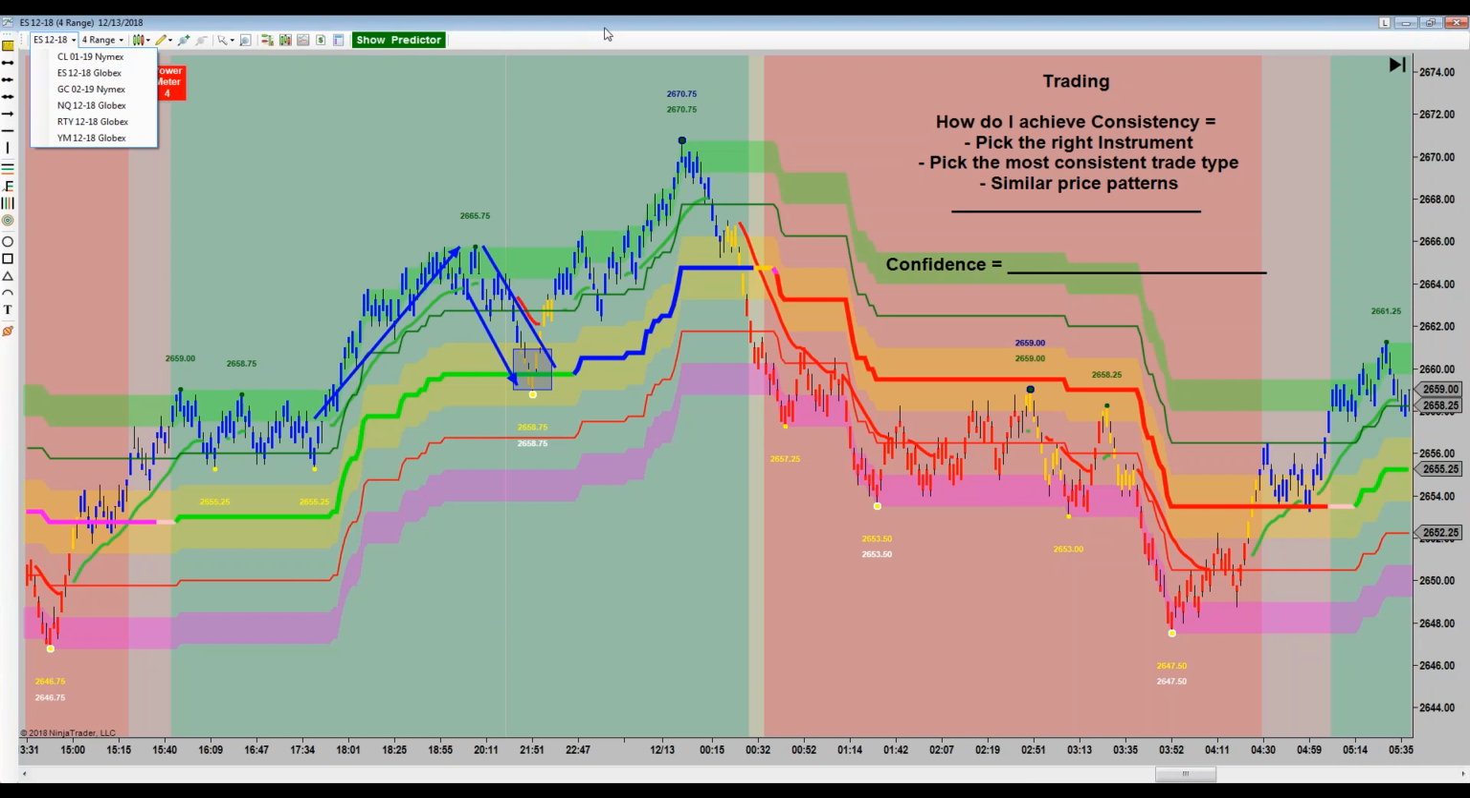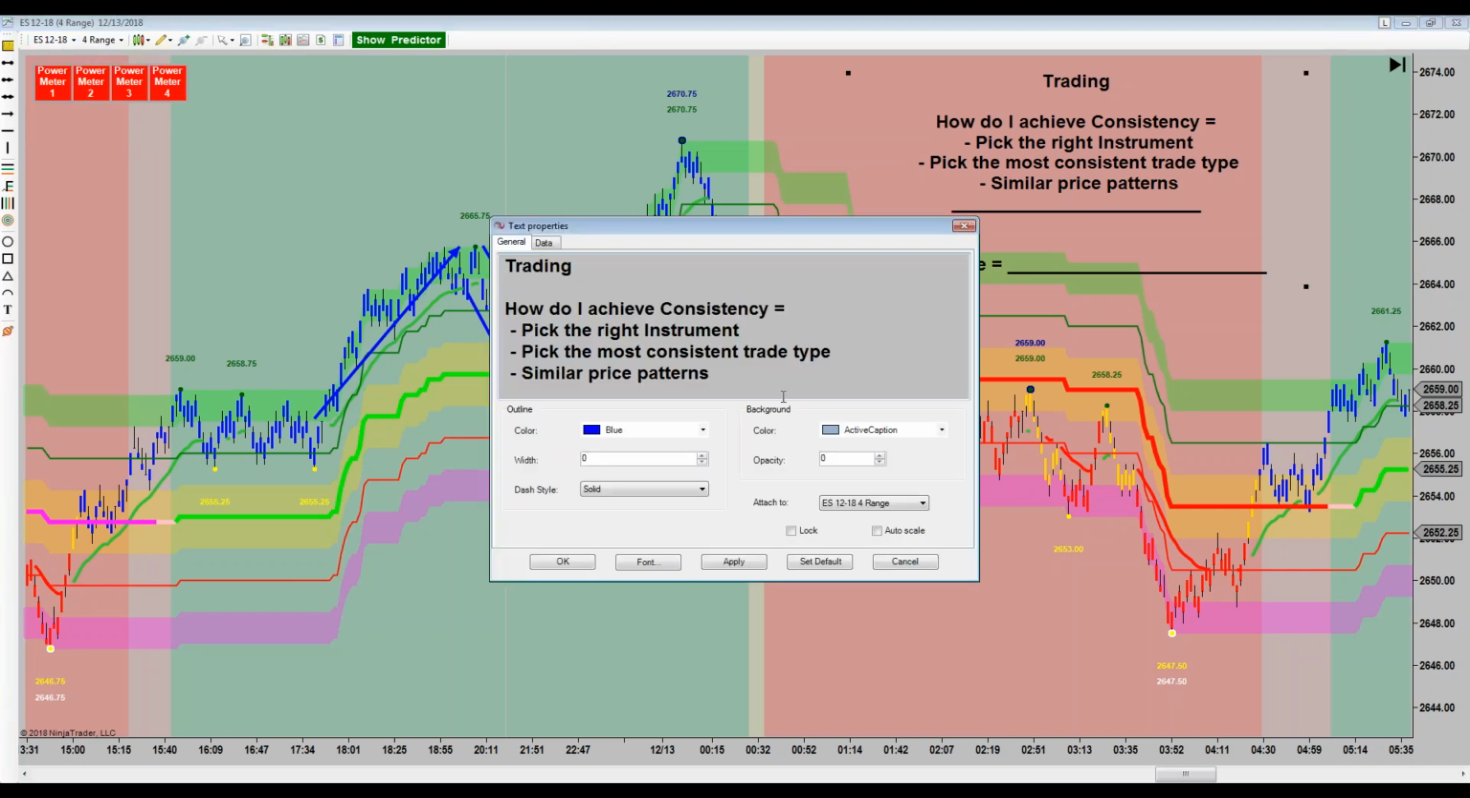So you're looking for similar price patterns from day to day. You want to avoid an instrument that is very spiky, doesn't respect support levels, punches through things, and then retraces in your face. All right, and let's move on to confidence.